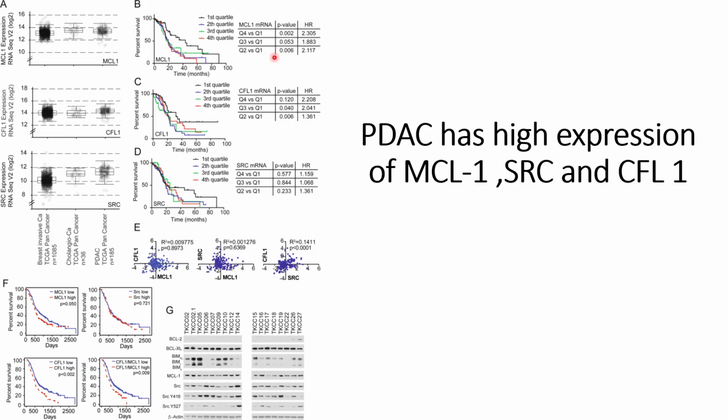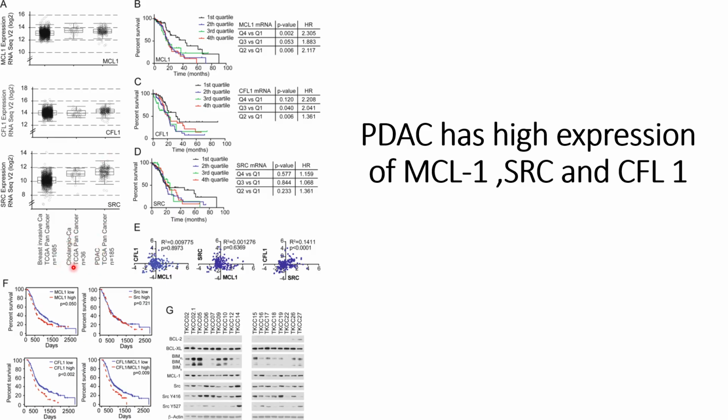First, in Figure 1, they validate the high expression of MCL-1, SRC and CFL-1 from the online available data about pancreatic cancer cells. In panel A, they show the expression levels of these gene markers, SRC, CFL1, MCL1, in different databases. First they checked the TCGA database, the Cancer Genome Atlas database, and they were able to find that the mRNA expression of these genes is at a higher level.